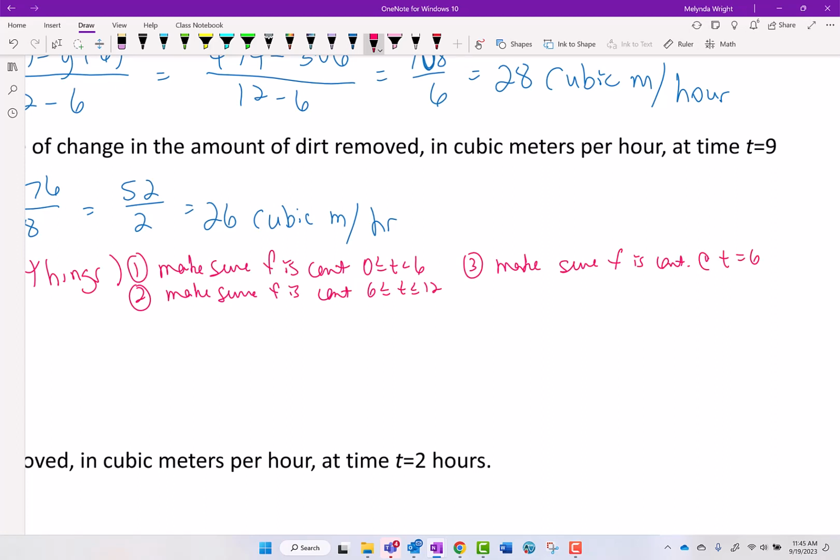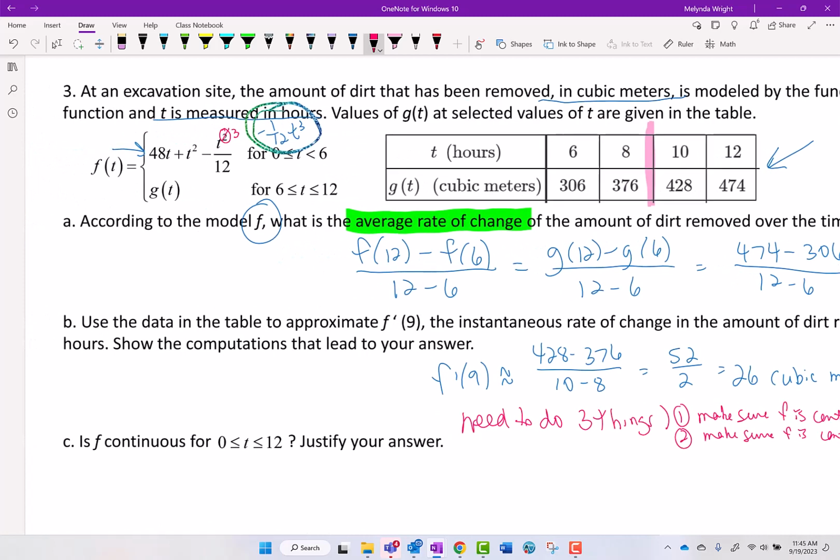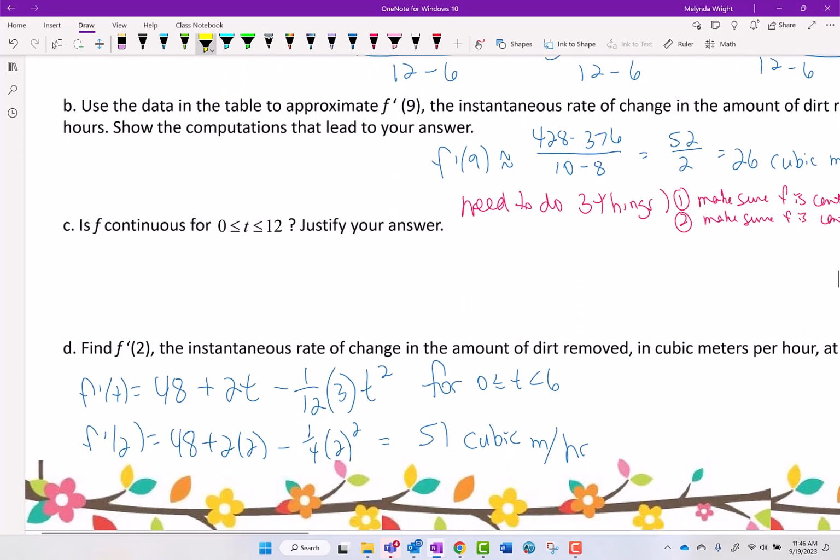So I need to make sure f is continuous on the first branch. I need to make sure f is continuous on the second branch. And I need to make sure that it's continuous when the branches meet. So that's a lot. Okay, but we can do this. So let's look at the first branch. The first branch of our piecewise function is a polynomial. Well, polynomials are continuous all the time, right? We can know by inspection. So let's write that out.